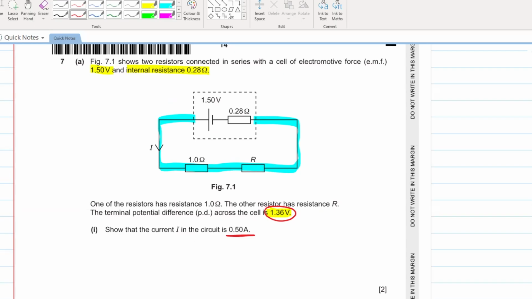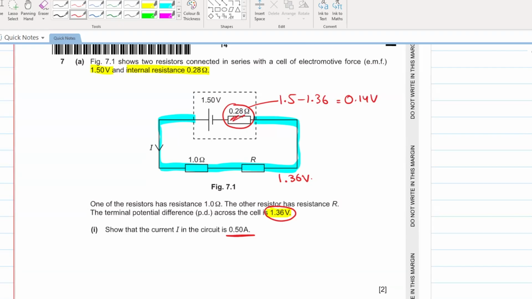Any geniuses who would like to give any ideas here? I have a very good idea here. What can we do here, beta? If the external circuit has a voltage of 1.36 volts, what will be the voltage consumed by this internal resistor? If you have given the external circuit 1.36 volts, how much voltage remains across the internal resistance? 1.5 minus 1.36, that is 0.14 volts.